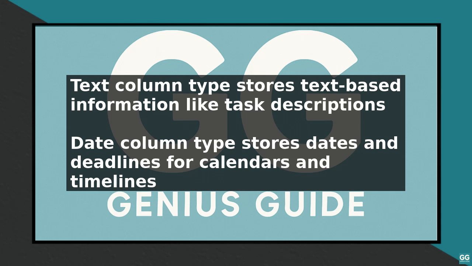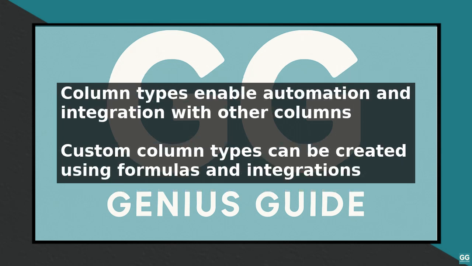To add a new column to a board, simply click on the plus icon at the top right corner of the board, and select the column type you want to add. You can then customize the column settings, such as the column name and description, to suit your needs.